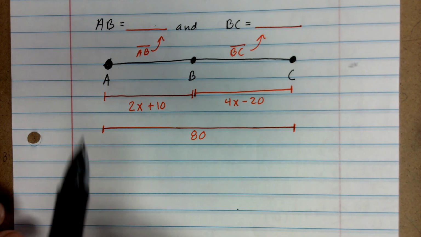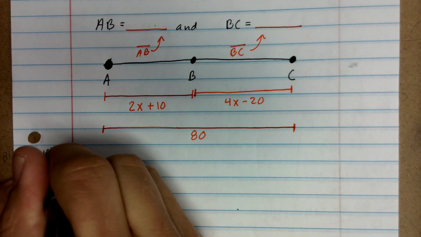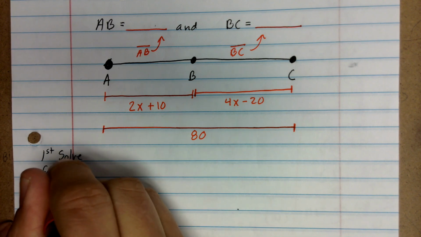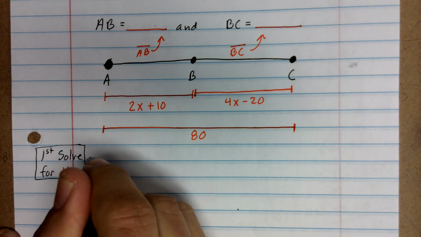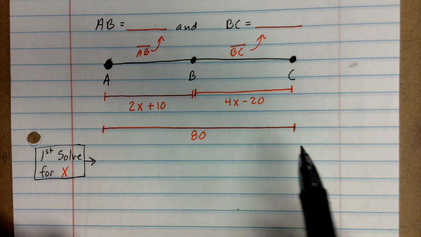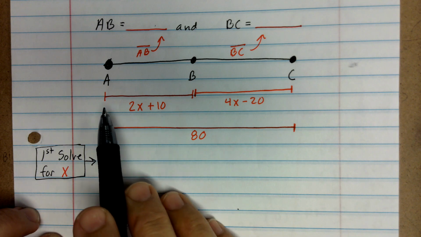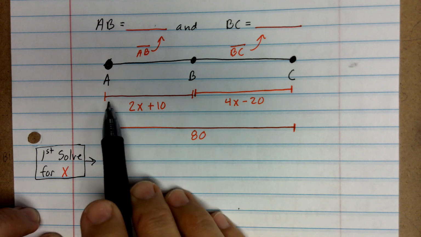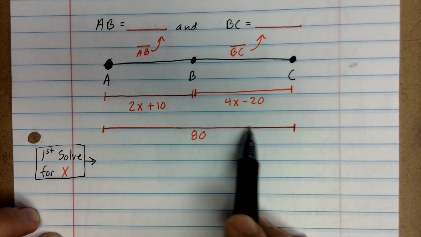Now, thinking about this, I want to solve for AB, right? I've got to figure out AB. But before I can do that, I have to figure out what x is. So first, we are going to solve for x, and then that'll let us go ahead and figure out the rest. Now to do that, I'm going to create an equation. I know that the total distance from A to C is 80. And I know that from A to B it's 2x plus 10, and from B to C it's 4x minus 20. In other words, if I add this distance to the second distance, it's equal to the 80.